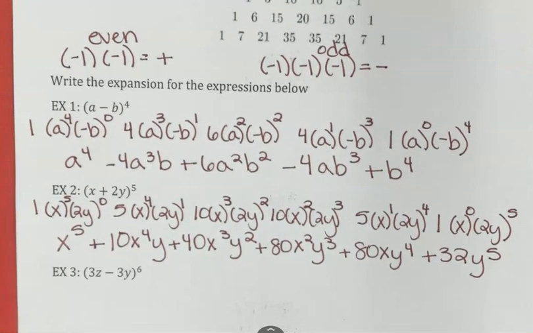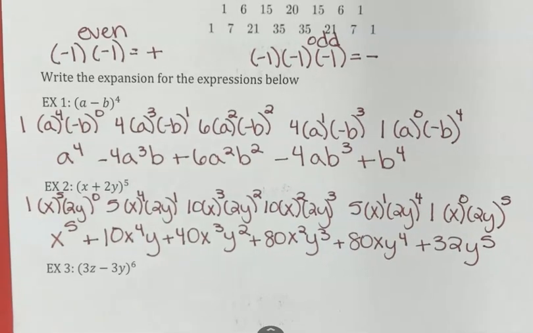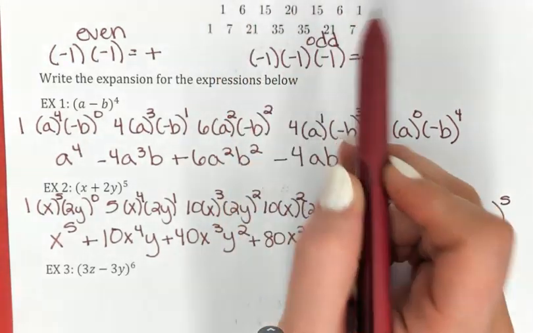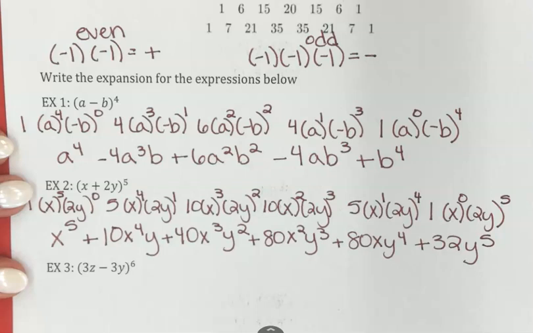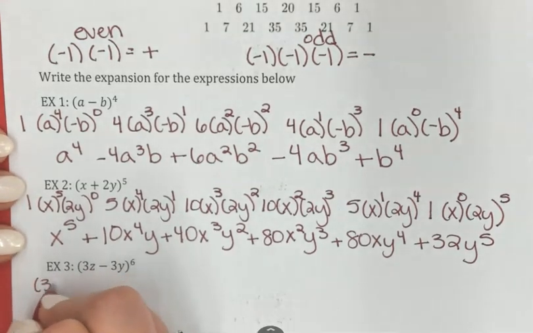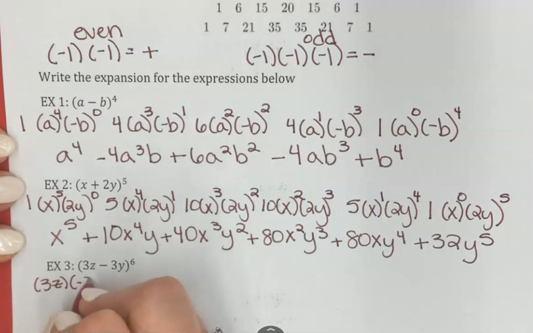Okay, I think I can do one more before my timing runs out. I've got the 6th power here, so this is the row I'm going to be looking at for my coefficients. And I'm going to have 7 terms, and they both have a 3 on them. So this one's going to be really fun.